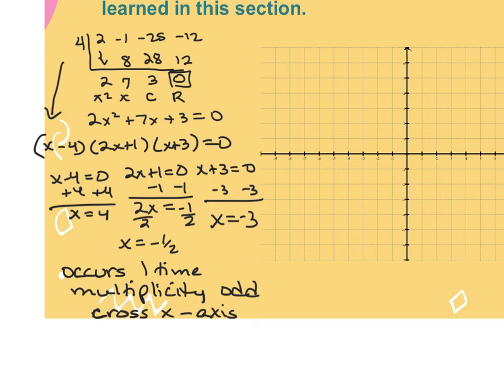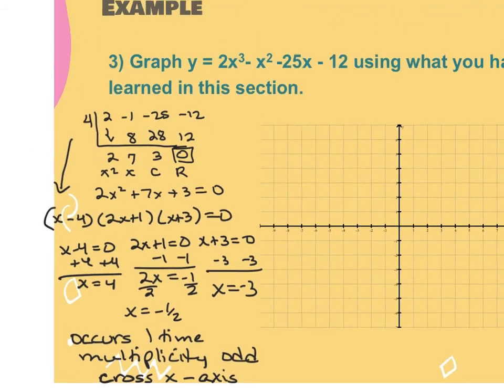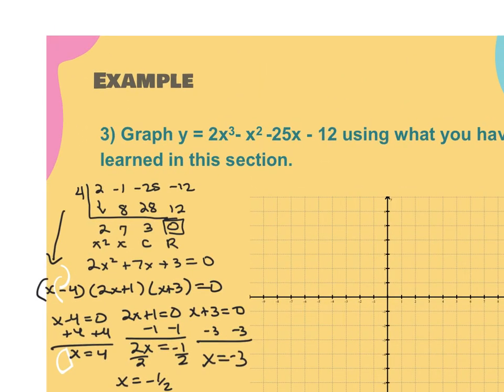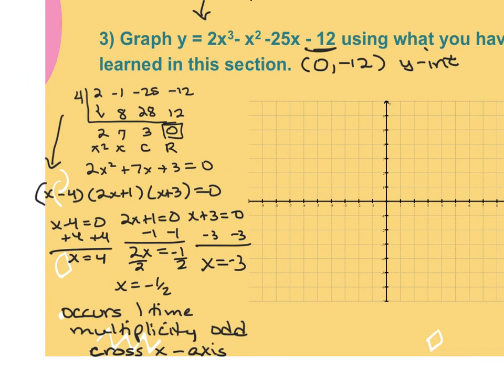So now let me go ahead and find my y-intercept and also my end behavior. It's an x cubed, so again, opposite directions, falling left, rising right. Here's my y-intercept. It'll be an ordered pair 0, -12. So let me go ahead and get these 3 zeros and the y-intercept on my graph, as well as my end behavior. So let me go ahead and graph positive 4, negative 3, and negative 1/2.